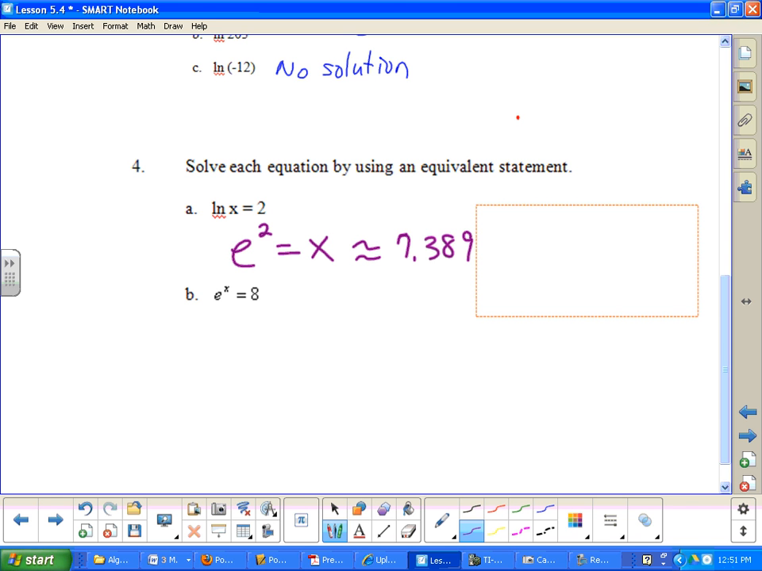For letter B then, natural log of 8 is equal to x. Change it to the other form. We took letter A, changed it from logarithmic to exponential. Letter B from exponential to logarithmic. Since the base is e, we're using the natural logarithm.